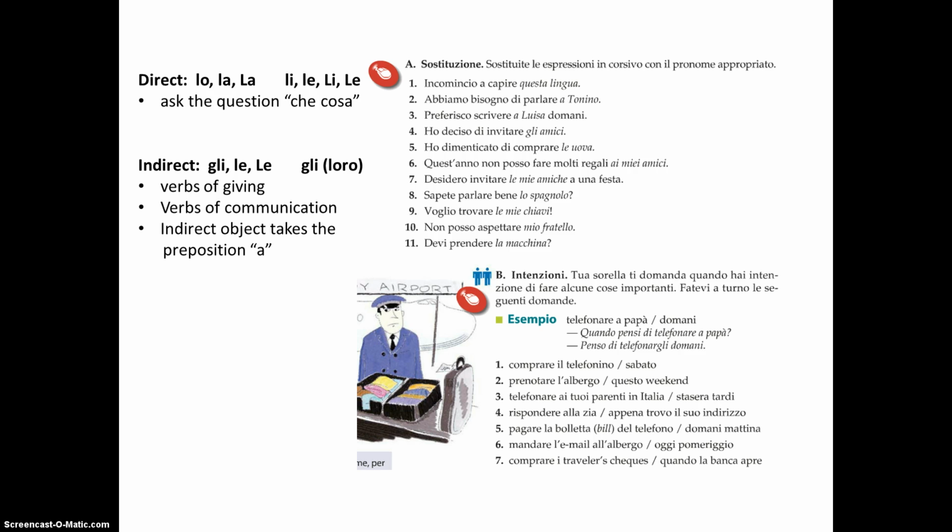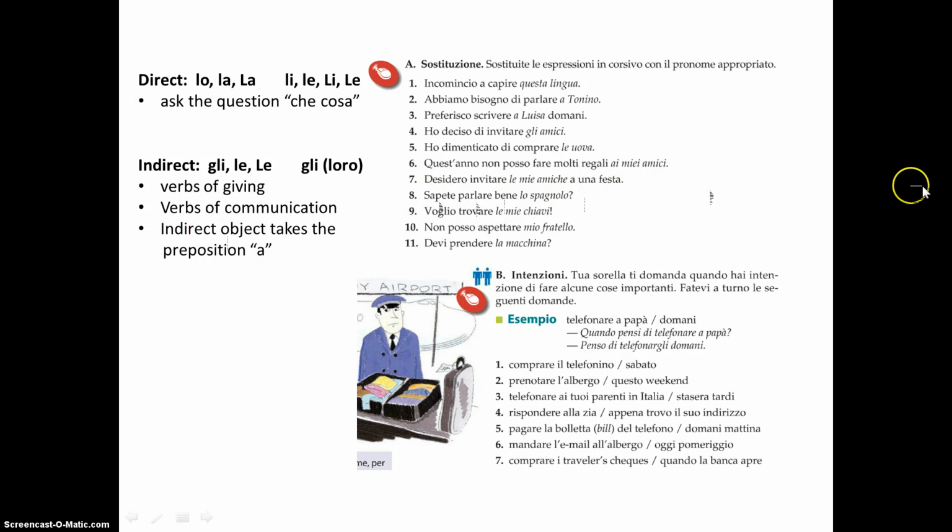For indirect object pronouns, remember that verbs of giving, like dare, prestare, comprare, regalare, and verbs of communication, like chiedere, dire, scrivere, ascoltare, etc., generally have indirect object pronouns. Also, indirect objects take the preposition a. I have included only the third-person singular and plural pronouns here, as the other forms are identical for both direct and indirect object pronouns, me, ti, ci, vi. So, let's start with exercise A.